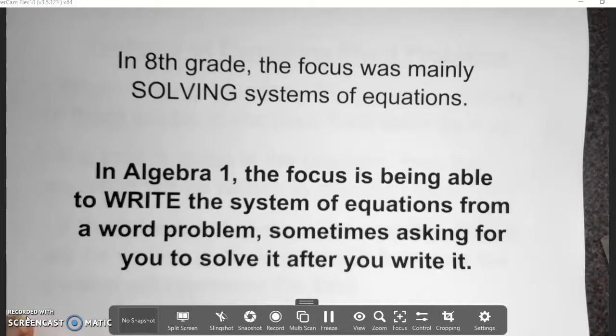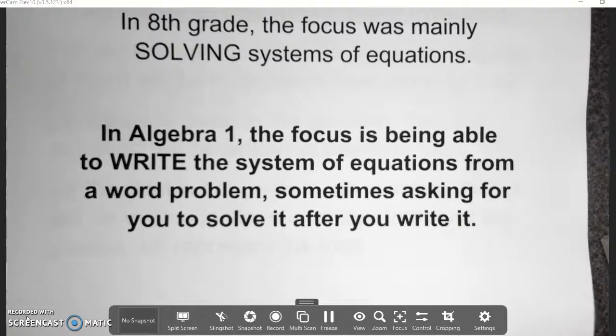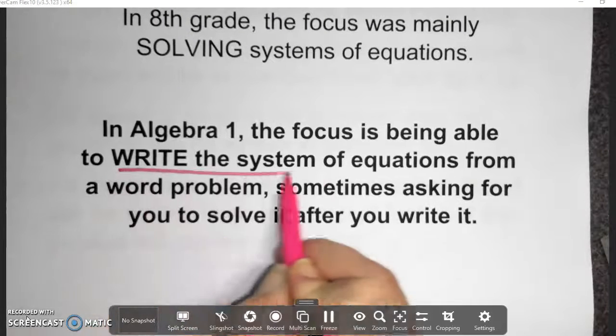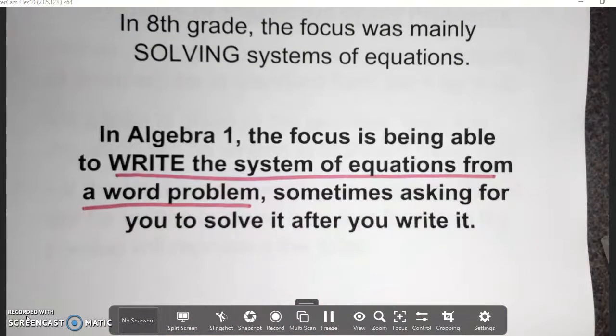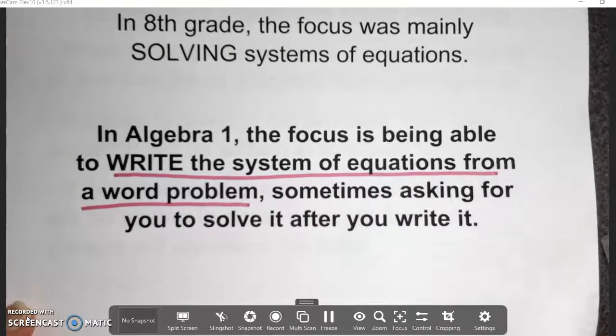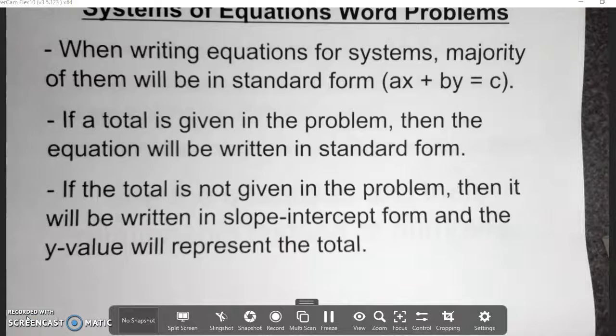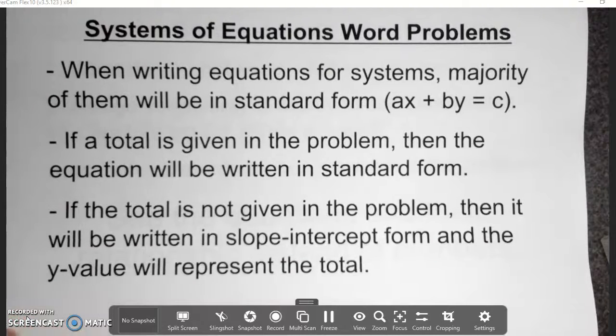In 8th grade, the focus was mainly solving the systems of equations. In Algebra 1, the focus is being able to actually write the system of equations from a word problem. Sometimes, asking for it, you're going to have to solve it afterwards. Systems of equations word problems.